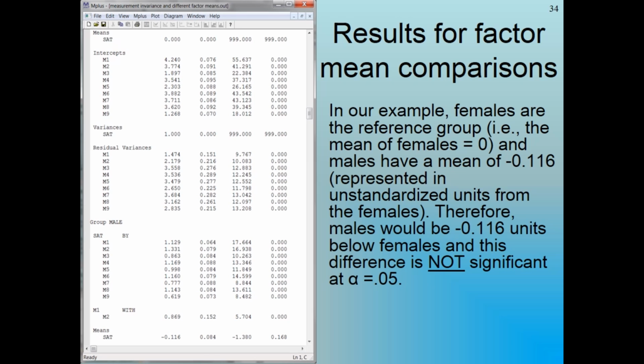After you've compared means, in terms of whether there's a significant difference between the groups, the next thing you might want to do is test, well, is the effect size of the latent mean comparison meaningful? For example, if you have a few thousand people, you might find a significant difference between males and females, but from a practical standpoint, that difference might be very small.